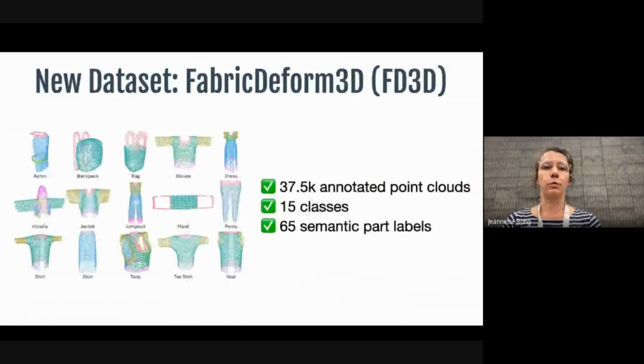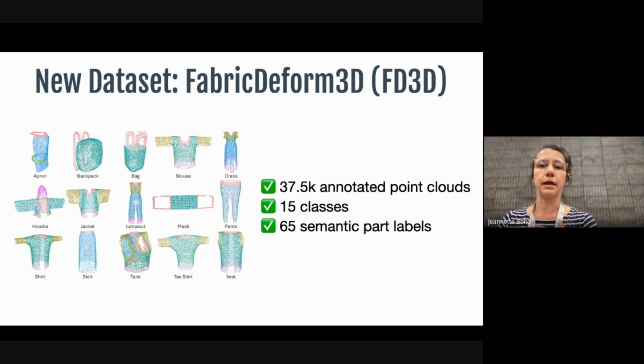And so that's one of the contributions of this work that I hope is really interesting to you all in this community. It's this new data set. It's called Fabric Deform 3D. And it has more than 37,000 annotated point clouds from 15 different deformable object classes. And it has 65 different semantic parts.